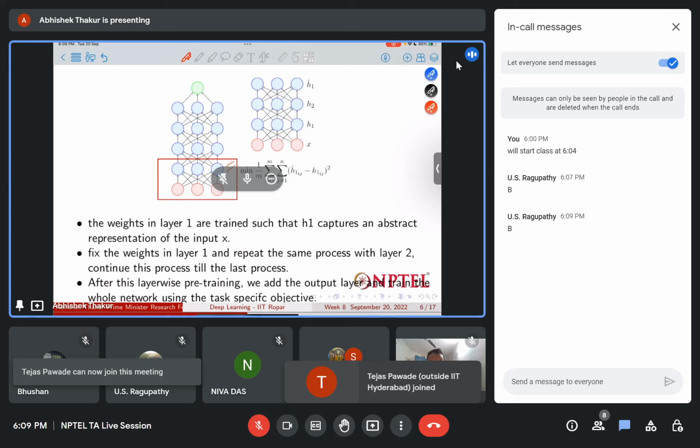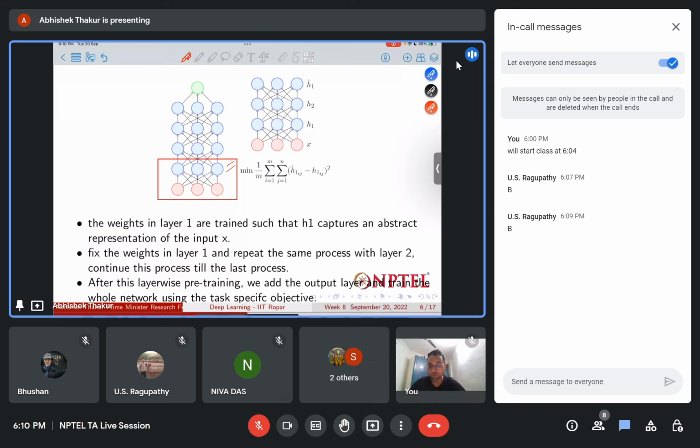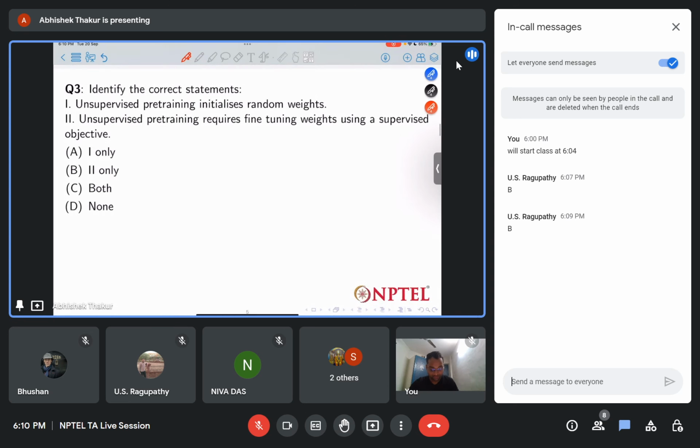So after getting all the weights trained in different layers, we just add the output and train the whole network using the specific objective, and then some fine tuning is required. Fine tuning is required because we are adding the output also. So now we'll see. Option 1 says that unsupervised pre-training initializes random weights.